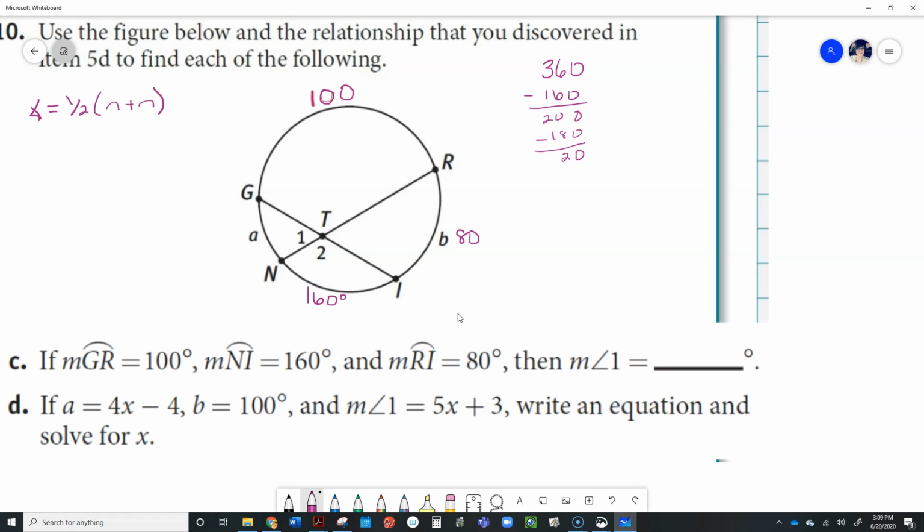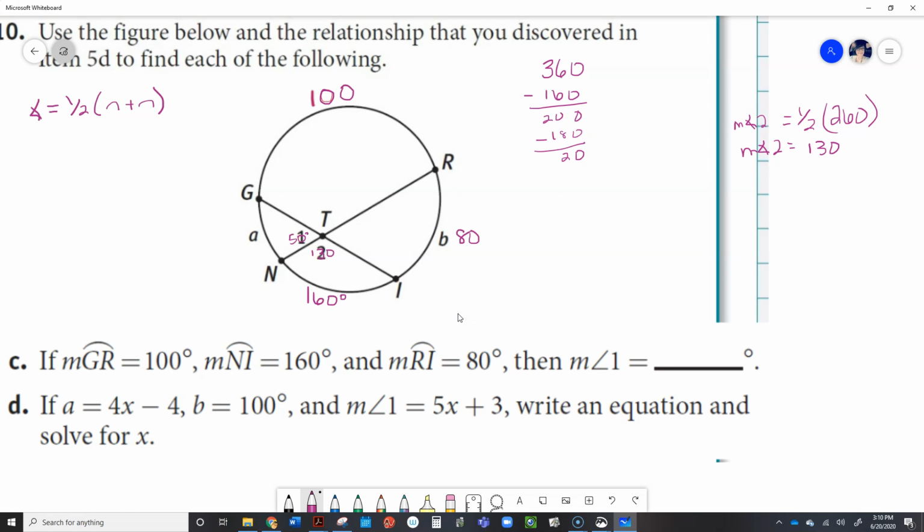Well, we could do one of 2 things. We could find the measure of angle 2 because we have the 2 arcs. So all we would have to do is add those 2 together. We would just say 260 is the sum of those 2 arcs. Take half of that, and we would get the measure of angle 2. So the measure of angle 2 is equal to 130. If 2 is equal to 130, then this one right here would have to be 50. So that's one way you could certainly do it.